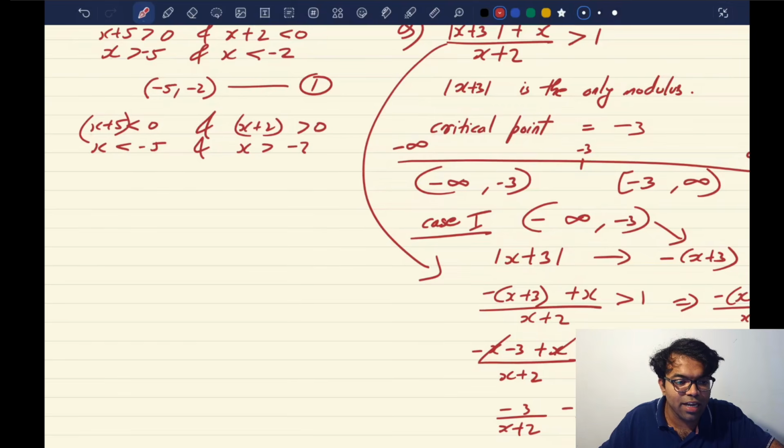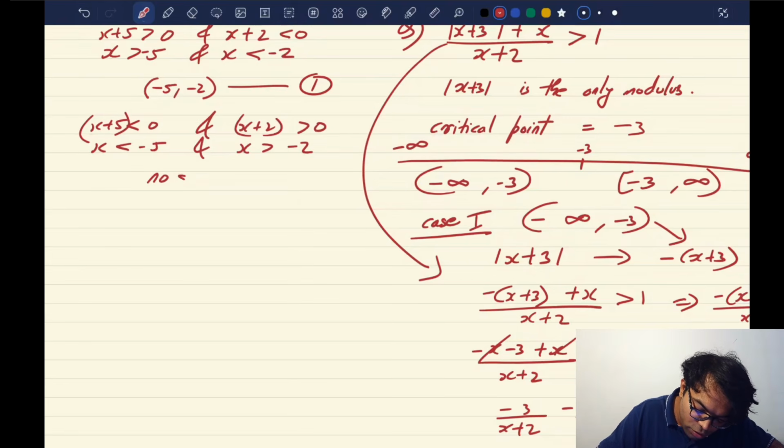So is there any region in the number line where x should be less than minus 5 and it should be greater than minus 2? No, right? There is no overlapping region at all in the number line, so you will say no solution. So this becomes the second one.